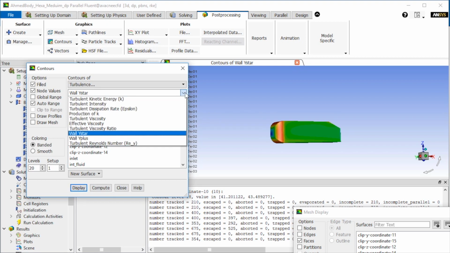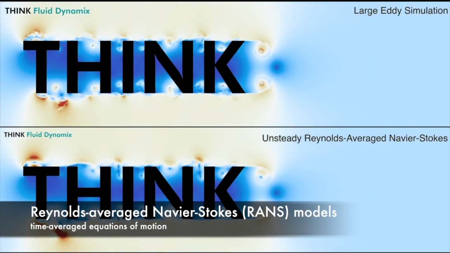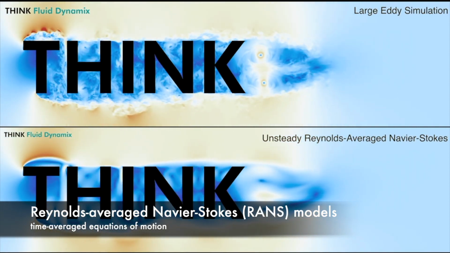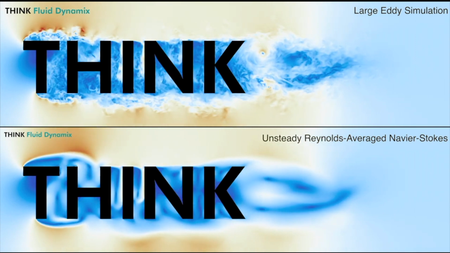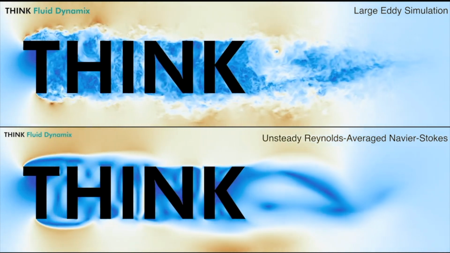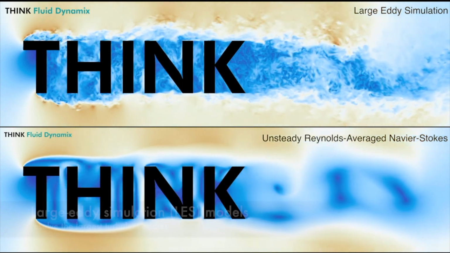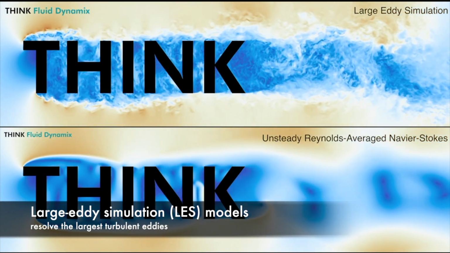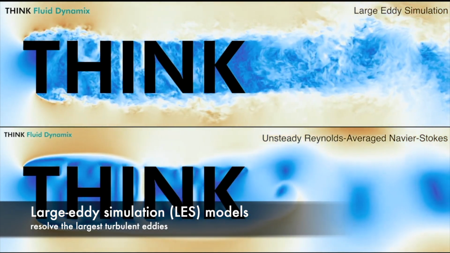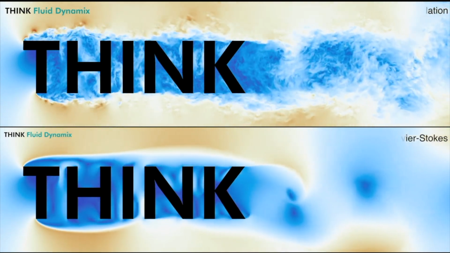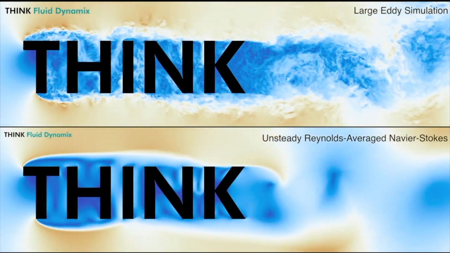Some of the commonly used turbulence models include: first, Reynolds-averaged Navier-Stokes, or RANS, models. These models solve the time-averaged equations of motion and are widely used for engineering applications. Second, large eddy simulation, or LES, models. These models resolve the largest turbulent eddies and model the smaller eddies using subgrid scale models.